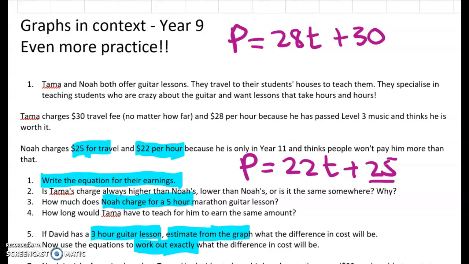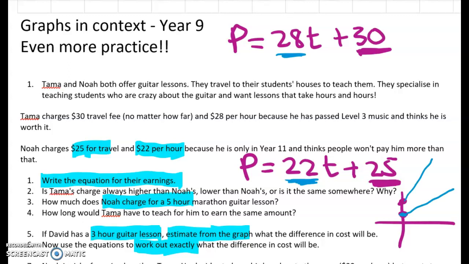Well, Noah has a fixed fee of 25, which is lower than this one. So that means that on the graph, Noah's going to be starting lower down than Tama. So Noah's going to be this low blue dot here. And now look at the gradients. Noah's gradient is only 22, but Tama's is 28. So that means that Noah's equation is going to be increasing more slowly than Tama's equation. We're going to do that nicely on the next page, but that's the big idea.